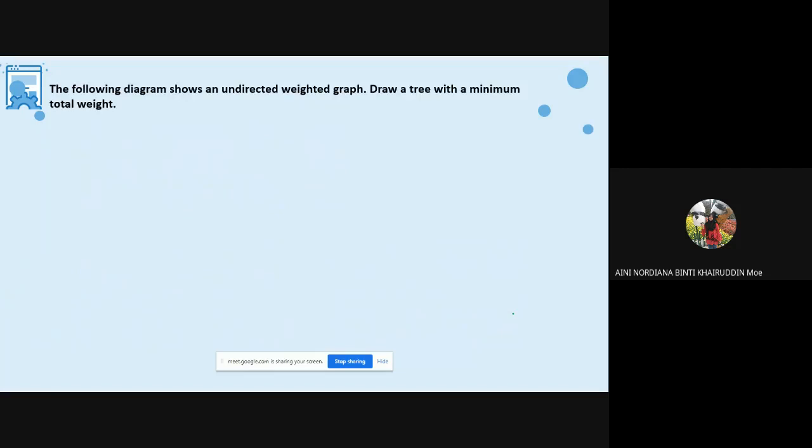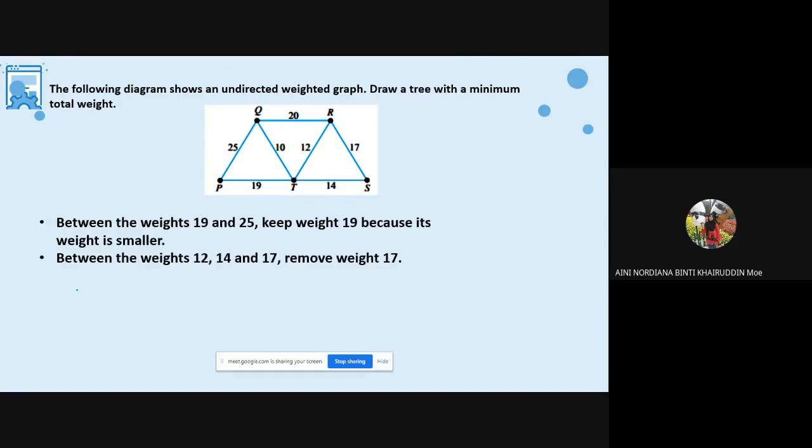Okay, the following diagram show an undirected weight graph. Draw a tree with a minimum total weight. Ni susah sikit lah. Sebenarnya tak susah sangat, cuma you kena tengok sebab dia ada nombor kat sini kan. So bila you nak draw tu kena tengok pula minimum total weight. So first, macam biasa you lukis dulu vertex dia. Q, R, P, T, S.